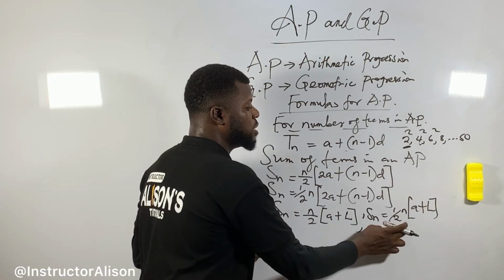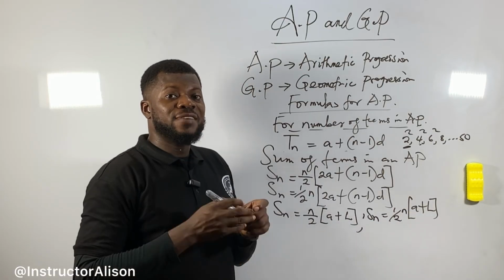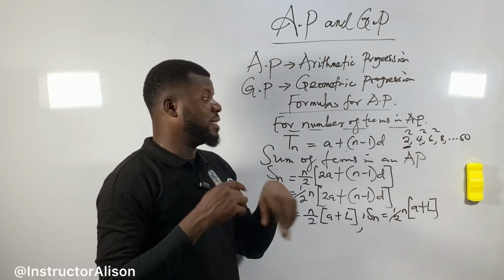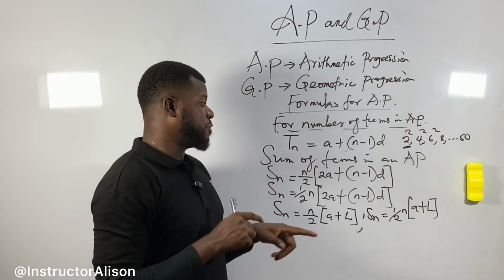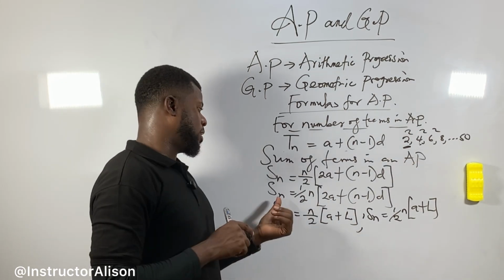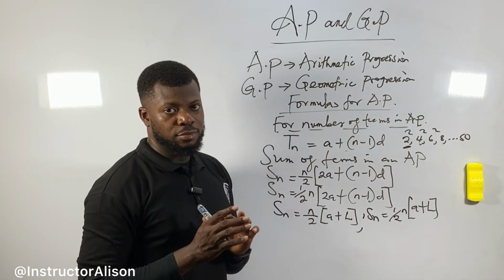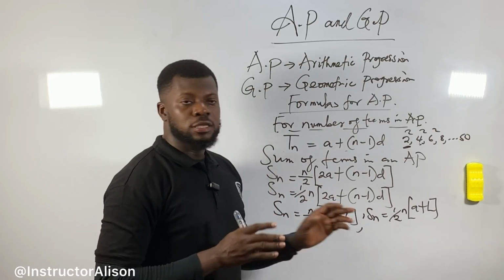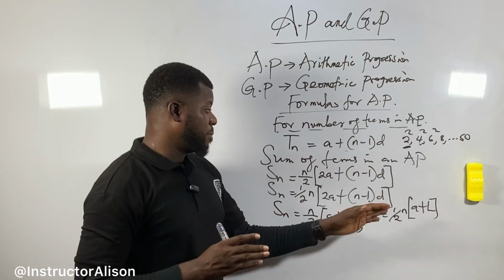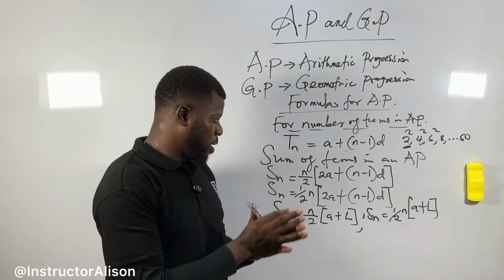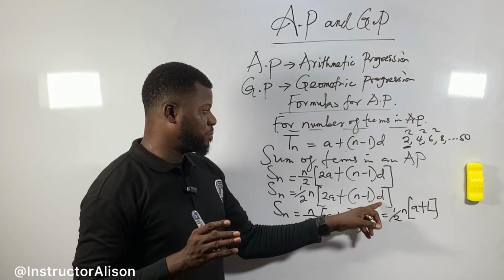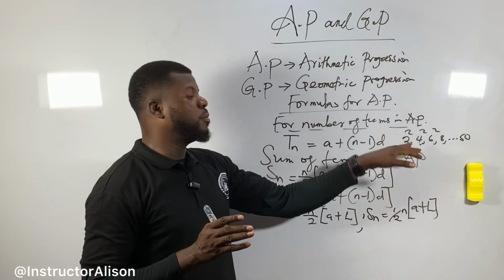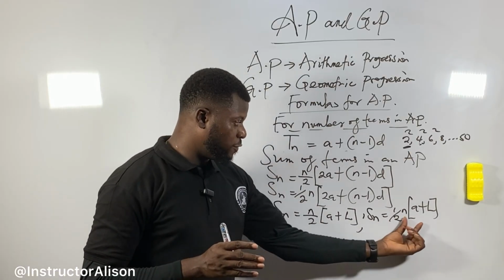Remember, this one is very useful when they give you the first term and the last term to find the sum of terms. You are not going to need to bother with this guy. Do you understand? Because this time it is very straightforward: the number of terms, everything, just pour them inside and get it. Because in this particular case, the common difference does not follow.